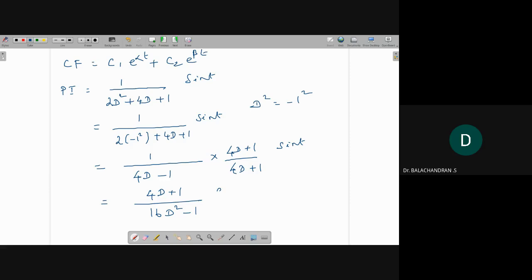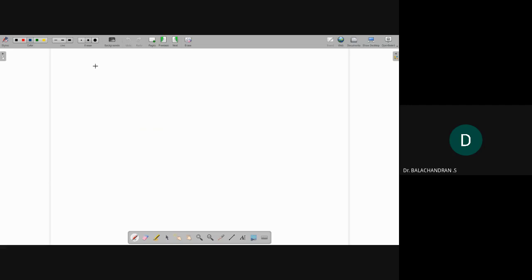Again replace D square by minus 1, so minus 16 minus 1, so 4D plus 1 divided by minus 17. Right hand side is sin t, which is equal to minus 1 by 17 into, if you differentiate sin t you will get 4 cos t plus sin t. This is your PI.